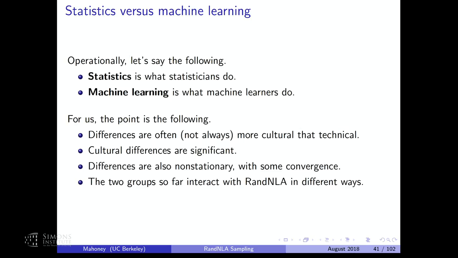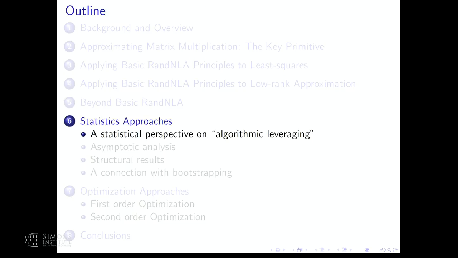There are differences. Oftentimes they're cultural and not technical. But those cultural differences are substantial in terms of the way you ask questions, and what you think is interesting: do you just want a better precision-recall curve, or are you designing an experiment because you want to understand something? The differences change with time, now versus 5 years ago versus 5 years from now. And the two groups interact with theoretical computer science and randomized linear algebra, these foundational questions, in rather different ways. With that, I'll move on. We can talk at the happy hour on Thursday more about that if you want.